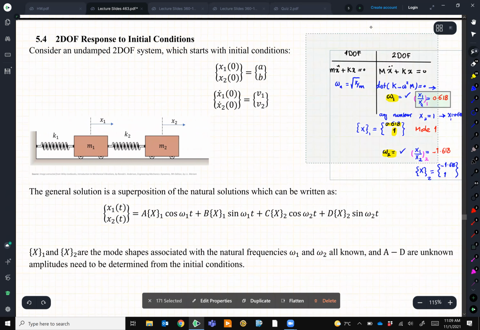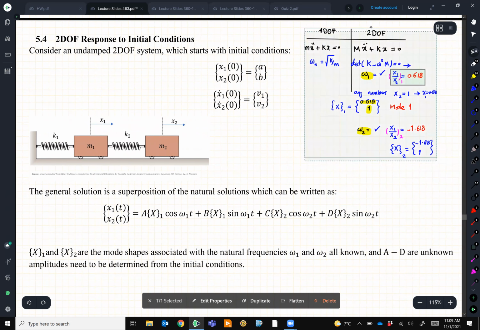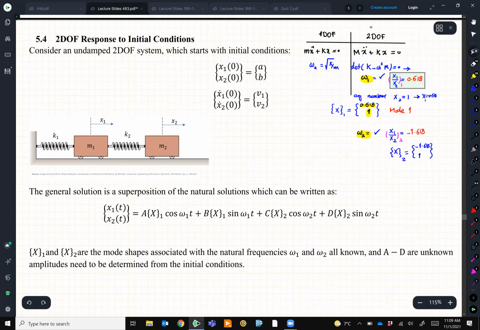So I just learned for next time, I should have more room on this slide, or maybe one extra slide.